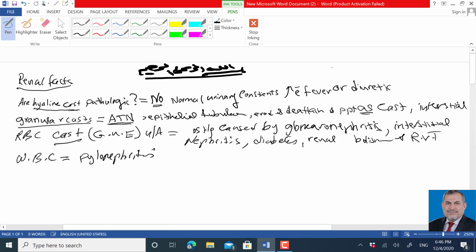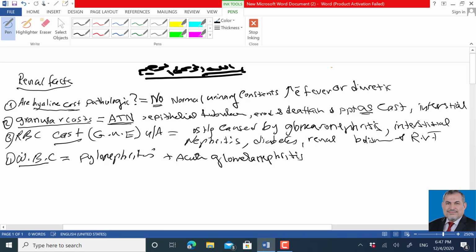Pyelonephritis. Okay, most often by pyelonephritis, but they can also be present in acute glomerulonephritis. Okay, these are white blood cell casts. So we have 4 types of casts: hyaline casts, granular casts, RBC casts, and white blood cell casts.